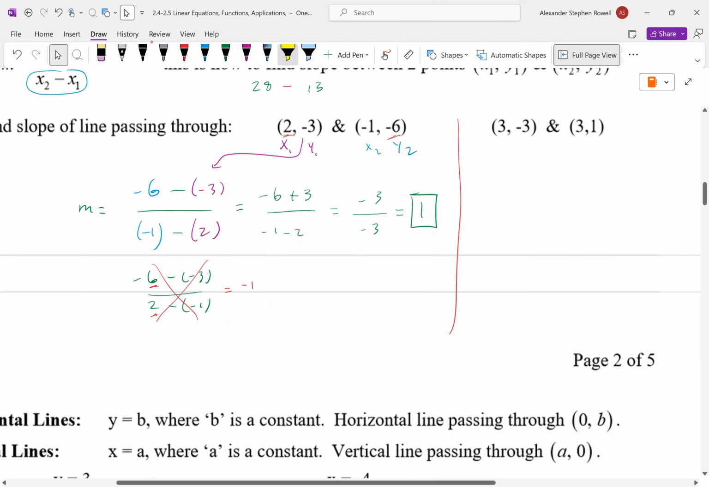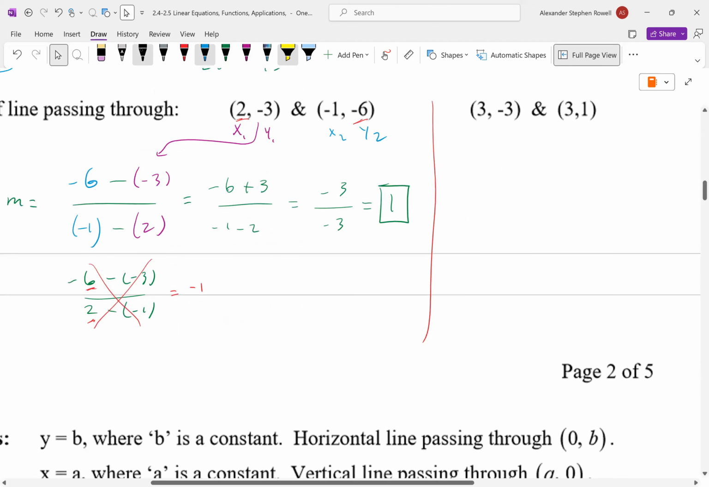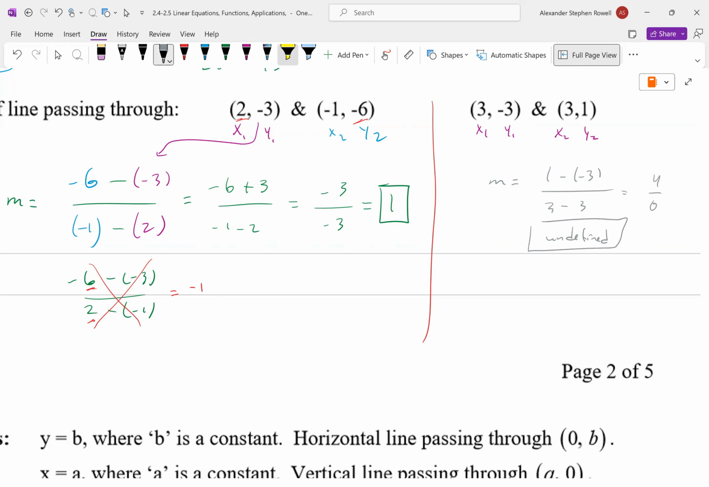Can't divide by 0, yes. The calculator will explode, right? But in this case, with x1, y1, x2, y2, the slope is equal to 1 minus -3 over 3 minus 3. 4 over 0 is undefined. It's undefined slope, can't divide by 0.